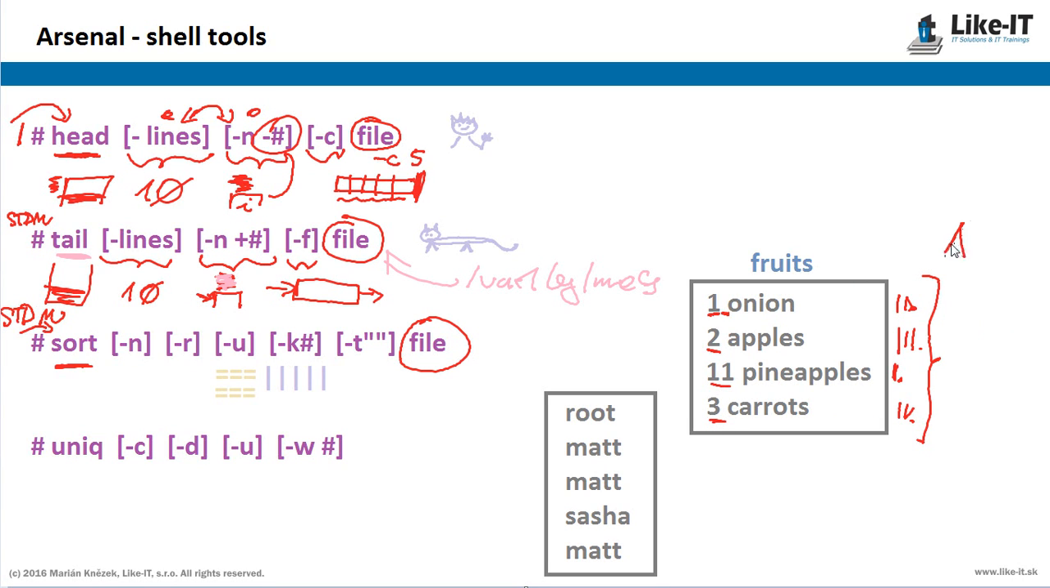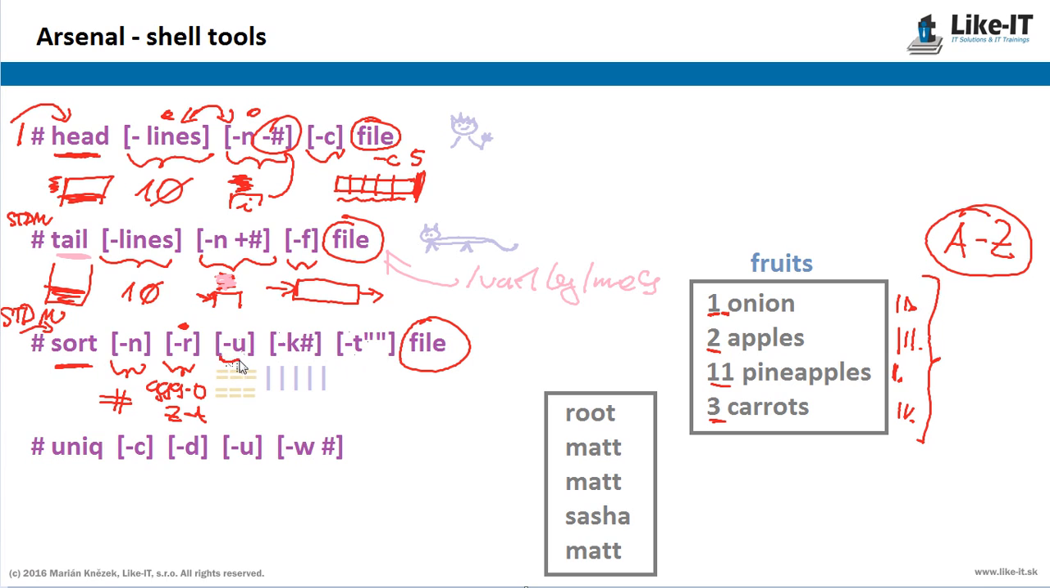So by default, sort orders using the alphabetic way. How can you change it to make this number sorting? It's possible to use parameter n to sort in the numeric way. The R parameter means the reverse order. So if you would like to sort numerics from 999 or 99 down to 0, or from Z to A, it's also possible using the reverse sorting.